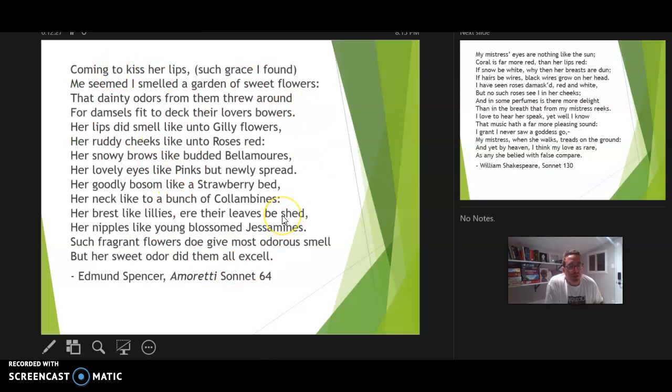So here's one by Spenser, for whom the Spenserian sonnet is named. Coming to kiss her lips, such grace I found, me seemed I smelled a garden of sweet flowers, that dainty odors from them threw around, for damsels fit to deck their lovers' bowers. Her lips did smell like unto gilly flowers, her ruddy lips like unto roses red, her snowy brows like budded bellamours, her lovely eyes like pinks but newly spread, her goodly bosom like a strawberry bed, her neck like a bunch of columbines, her breasts like lilies ere their leaves be shed, her nipples like young blossomed jessamines. Such fragrant flowers do give most odorous smell, but her sweet odor did them all excel.